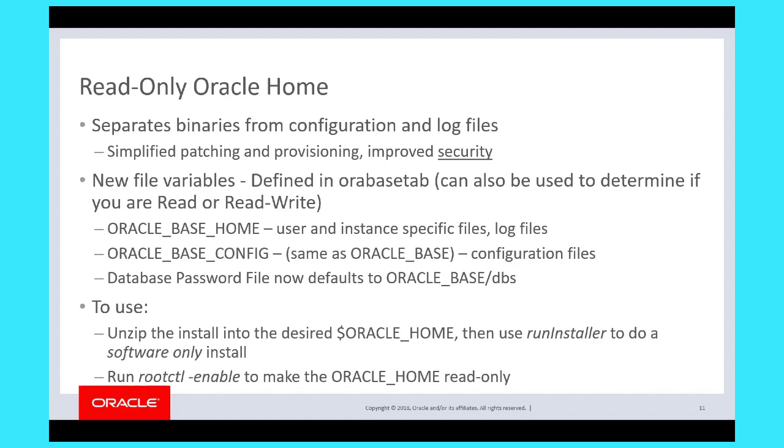To use this new feature, all you need to do is unzip the install binaries into wherever you want your Oracle home to be, use Run Installer to do a software-only install, and the Run Installer is configuring the software now, and then run a new utility called rootctl with the flag -enable to make the Oracle home read-only.